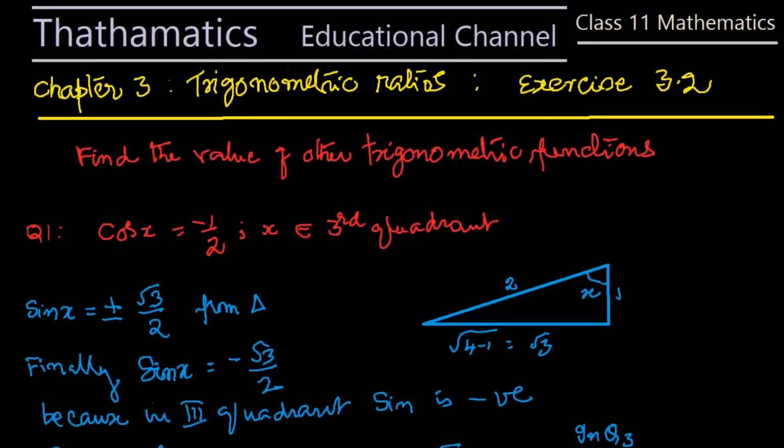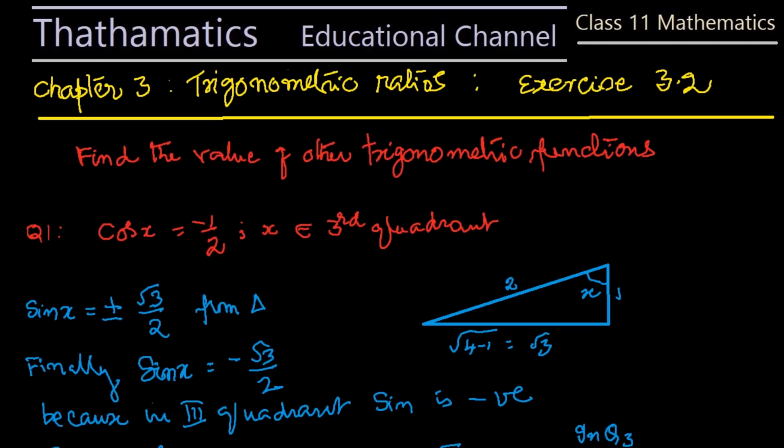Hitherto, we looked at examples before this exercise, on how to find other trigonometric ratios if one is given. Now we are going to do exercise 3.2 in chapter 3, trigonometric ratios. Question 1. Find the value of the other trigonometric functions. This is the main question.